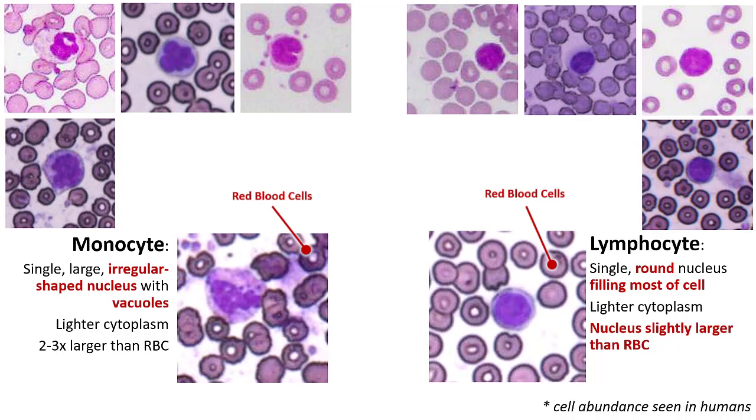Also consider the relative abundances of these two cell types. Lymphocytes are the second most common white blood cell type in humans. They make up 20 to 40% of white blood cells. In contrast, monocytes are much less common, at only 2 to 8%.